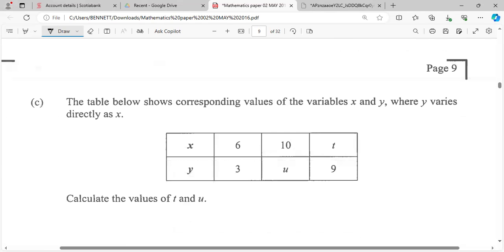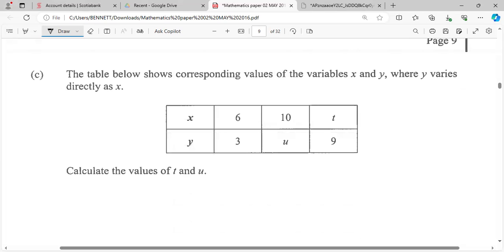Alright, this one says the table shows corresponding values of the variable x and y. And it says y varies directly to x. If you had watched my channel, you'd have seen me do this many times. Y varies directly as x. That's what they say. So what we're going to be doing is finding the value of t and u, but we're going to find some constant k first using these. So y varies directly as some constant k x.